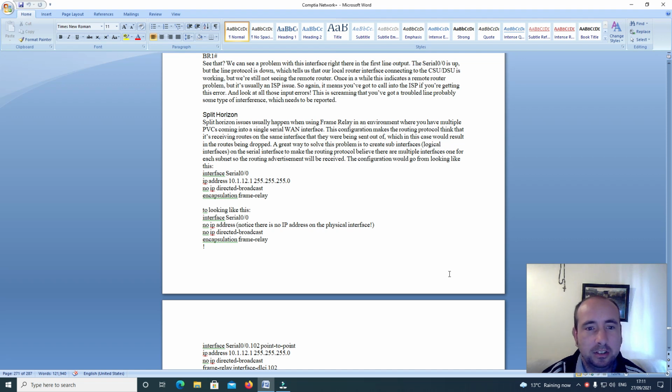BRI1. We can see a problem with this interface right there in the first line of output. The serial 0/0 is up, but the line protocol is down, which tells us that our local router interface connecting to the CSU/DSU is working, but we're still not seeing the remote router. Once in a while this indicates a remote router problem, but it's usually an ISP issue. So again, you've got to call the ISP if you're getting this error.